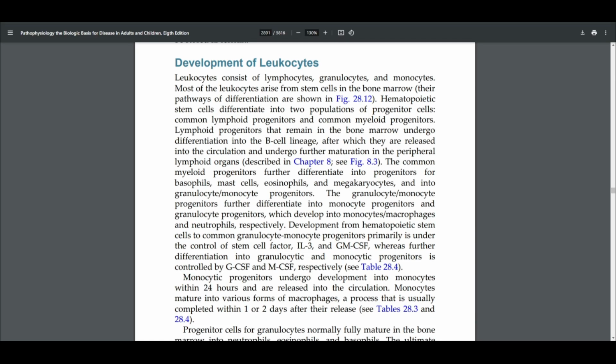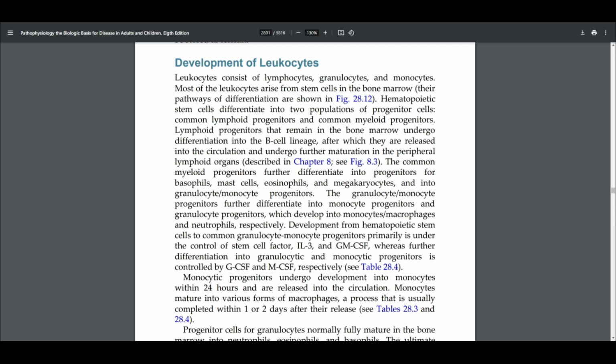Leading us to the development of leukocytes. Leukocytes consist of lymphocytes, granulocytes, and monocytes. Most of the leukocytes arise from stem cells in the bone marrow. Hematopoietic stem cells differentiate into two populations of progenitor cells, common lymphoid progenitors and common myeloid progenitors. Lymphoid progenitors that remain in the bone marrow undergo differentiation into the B cell lineage, after which they are released into the circulation and undergo further maturation in the peripheral lymphoid organs.